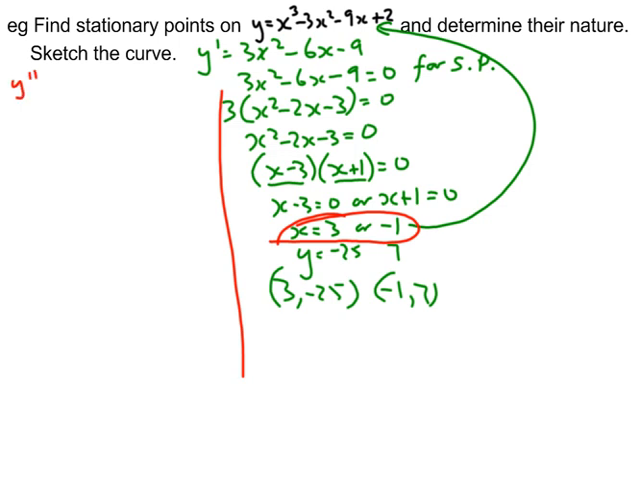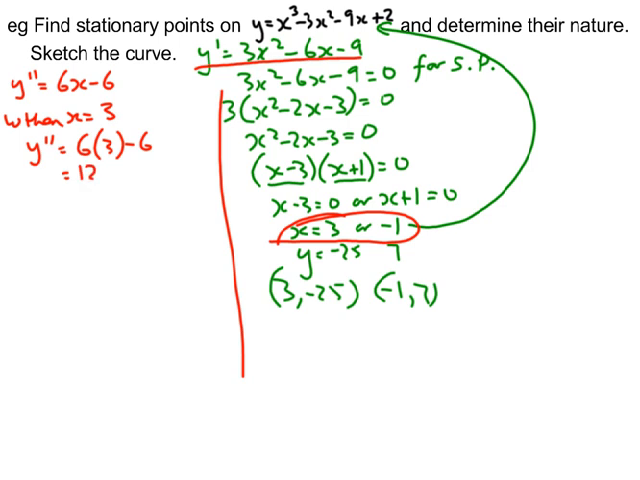So just to get our second derivative expression to start with, 6x minus 6 is our differentiation of our y dash to make our y double dash. Then we'll say when x equals 3, y double dash equals 6 lots of 3 minus 6. 18 minus 6 is 12. So y double dash is greater than 0. Therefore, we have a minimum at the point (3, minus 25).